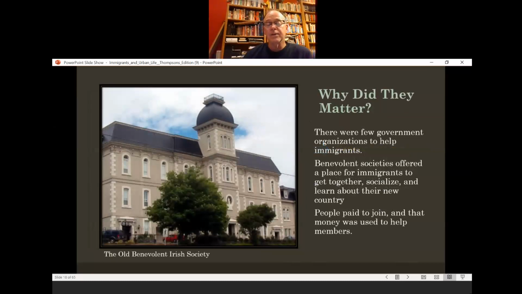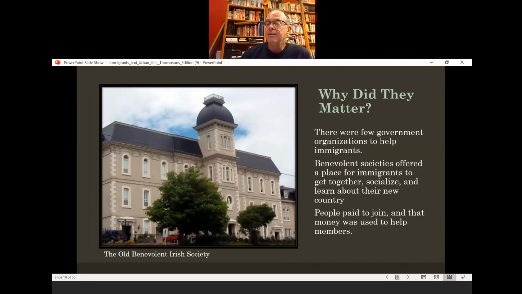Why, and ask the question, why do they matter? The main thing I highlighted on this slide is you have to remember this is the United States in the 1880s, 90s, 1900. There was no such thing as food stamps, welfare, social security, so many things we have to help people in need in the current day. They didn't have that back then. That's not going to come until after the Depression.